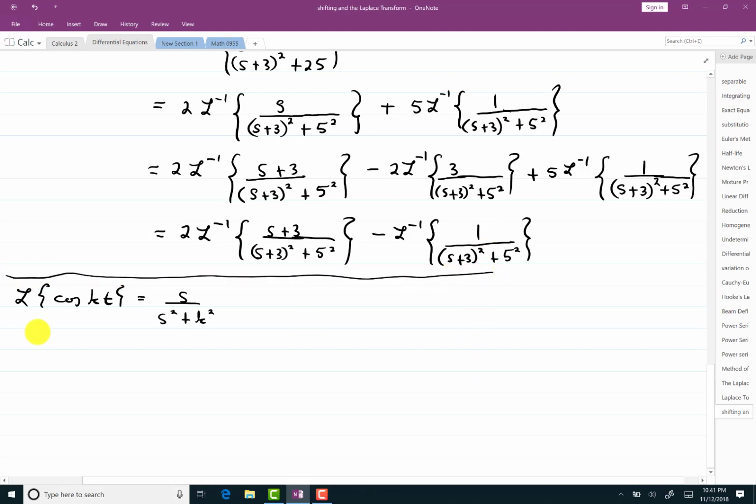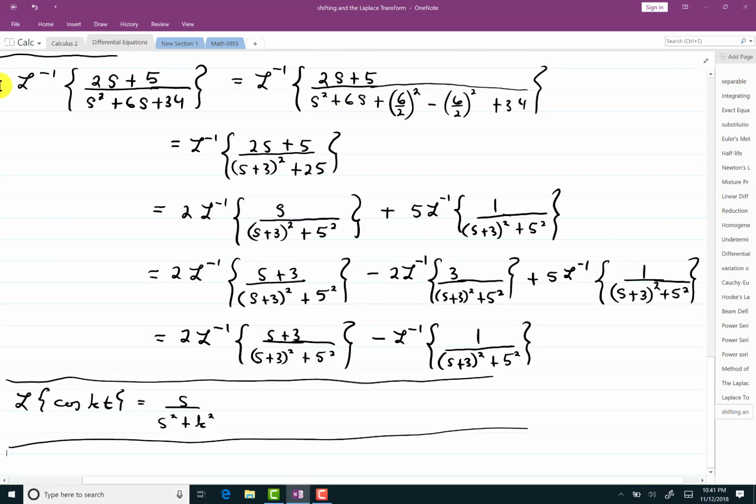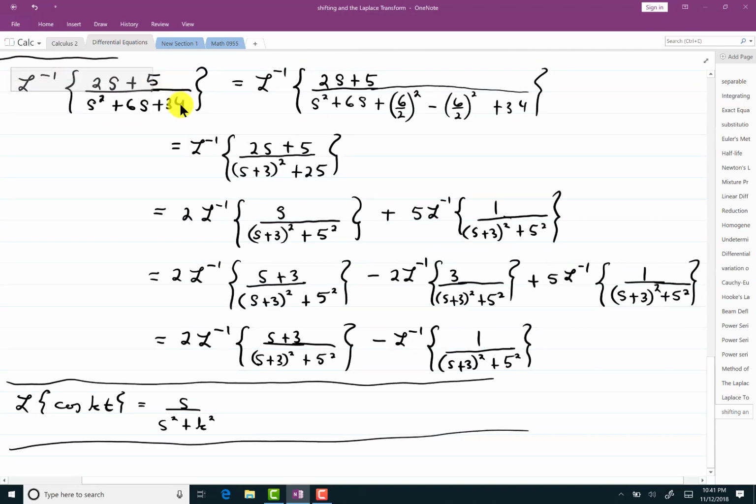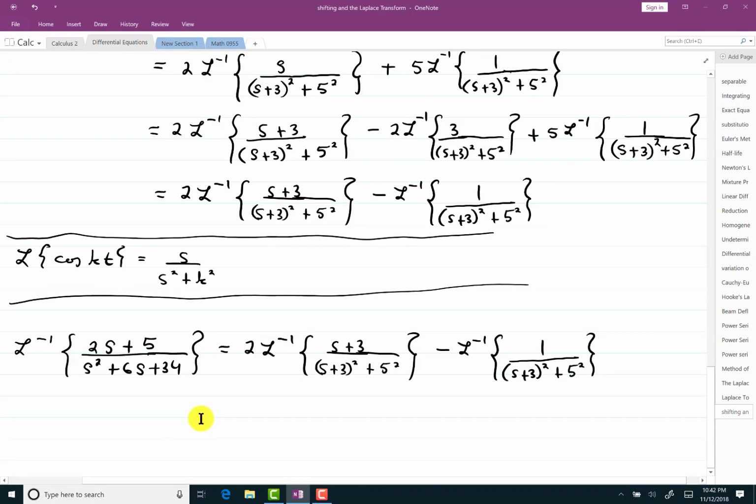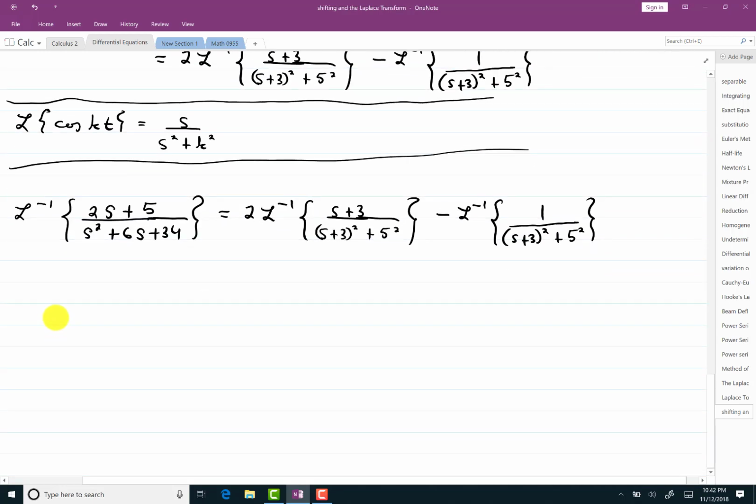Let me see what we were working on here. I'll bring this down. So here we can see that this shifting means that I have to have, remember, e to the at results in s minus a. So this is like s minus negative 3. So I'll have 2 e to the negative 3t, and then I'll have cosine of 5t. Now let me work this part.